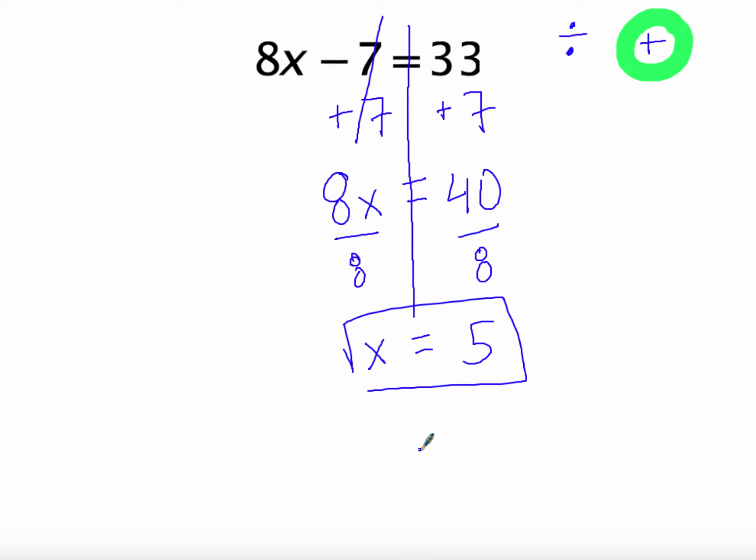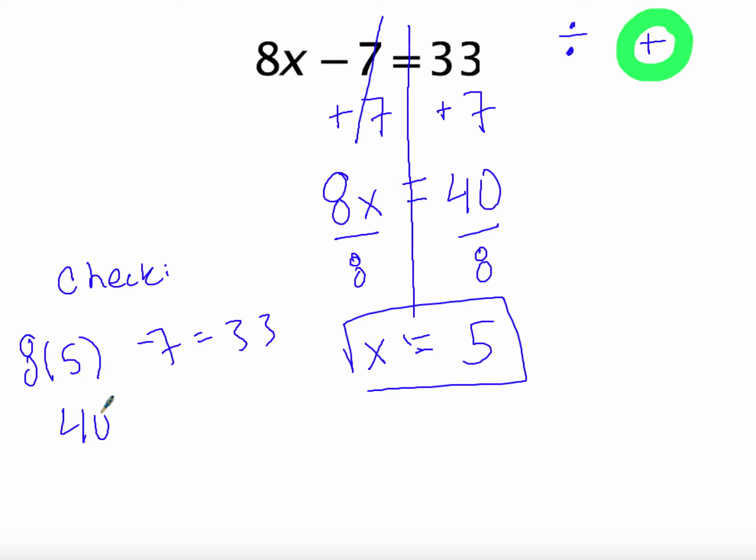If we told you you had to show the check, you would plug that 5 back in for x and make sure that it makes the equation true. Does 8 times 5 minus 7 equal 33? Let's check. Does 40 minus 7 equal 33? 33 does equal 33, yay! And I do kind of like doing the check because I get to do that check mark. All right, so there is our first 2-step equation.